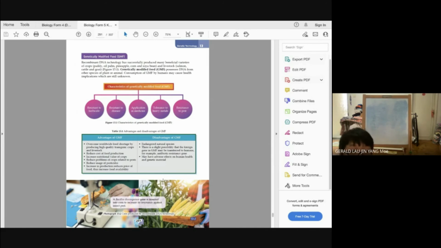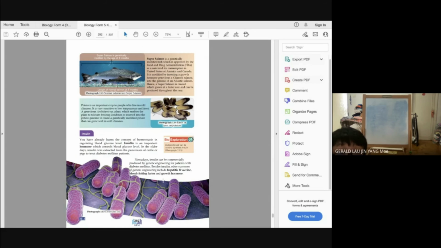Bacillus thuringiensis gene is inserted into corn to increase its resistance against insect pests. Super salmon is another example: because of genetic engineering, it becomes very big and grows at a faster rate. Potato leaf in Chloralkalimates is very sensitive to low temperature and frost. A gene from an Arabidopsis species plant enables the plant to tolerate freezing conditions.